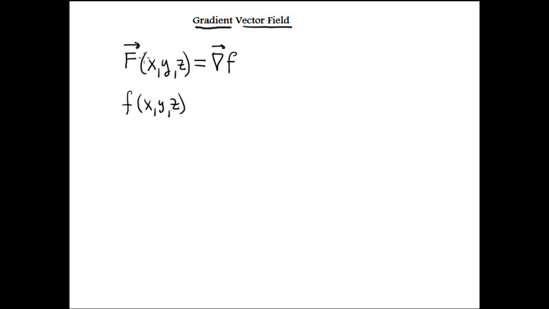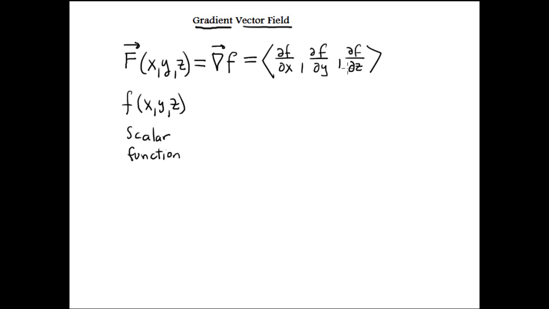Right. Capital F is a vector field. Little f is a scalar, of course a multivariable function. Okay. The formula, let me recall: the gradient is the partial derivative of f with respect to x, comma, partial derivative of f with respect to y, comma, partial derivative of f with respect to z. Let's see one elementary example to understand a gradient vector field.